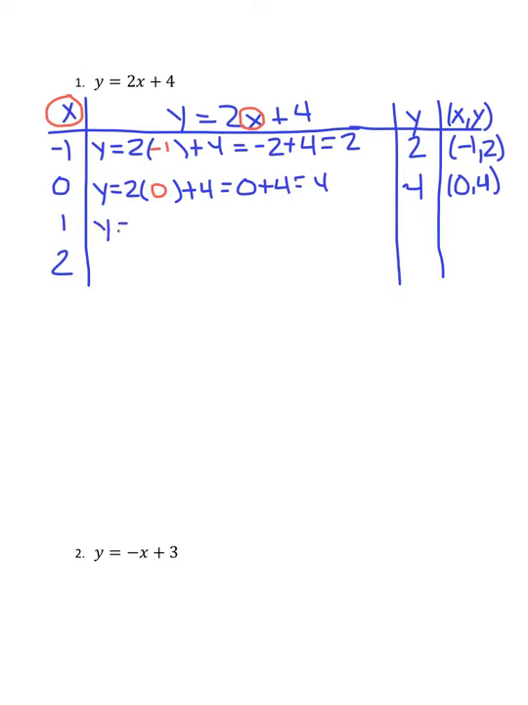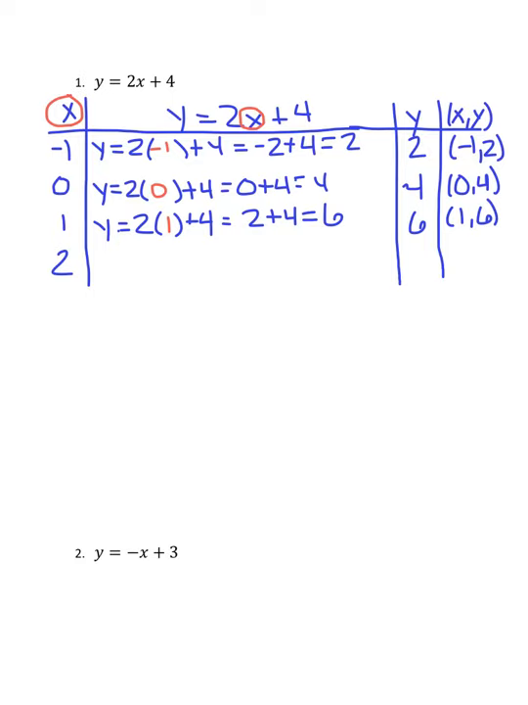All right, now let's try for x equals 1. So y equals 2 times that 1, and then plus 4. All right, so we're plugging in 1 for x. It's 2 times 1 plus 4. So 2 times 1 is 2 plus 4. 2 plus 4 is 6. So we're going to plot the point 1, comma 6.